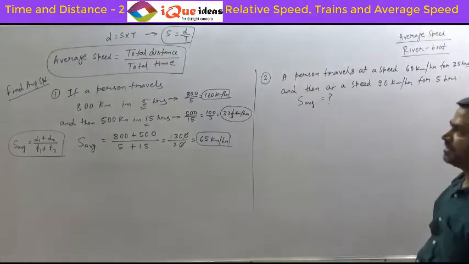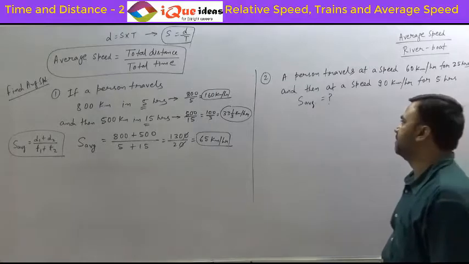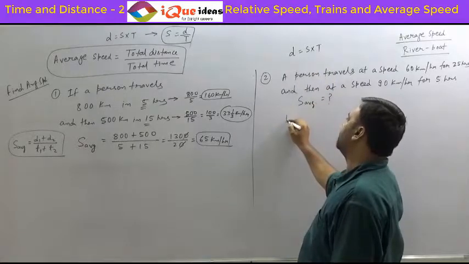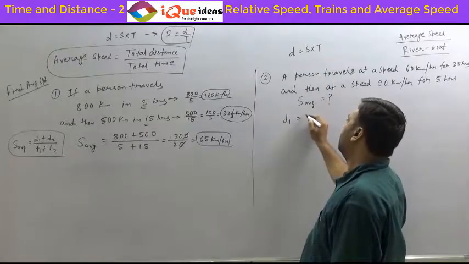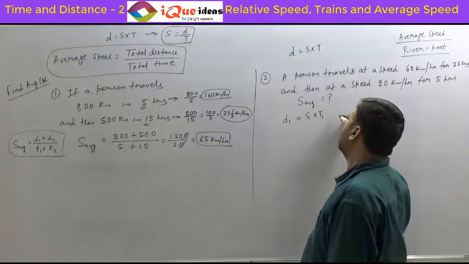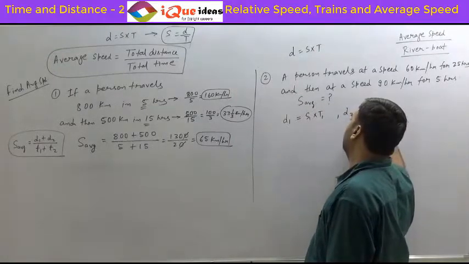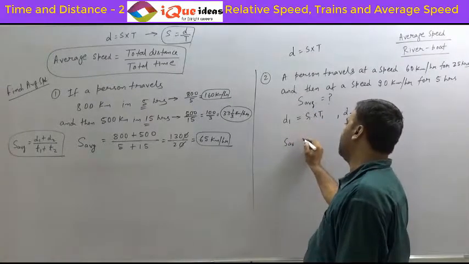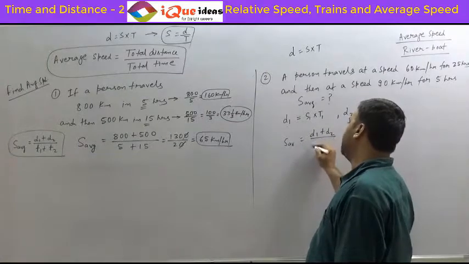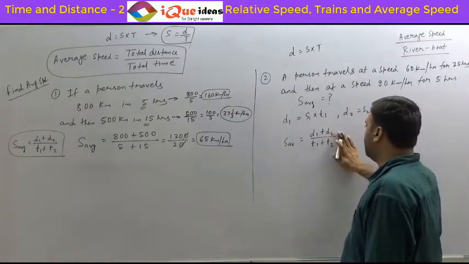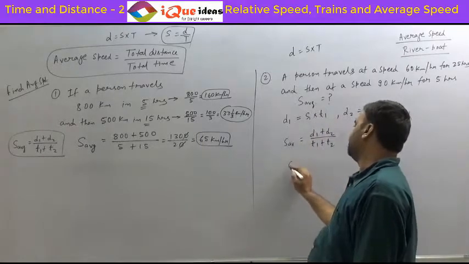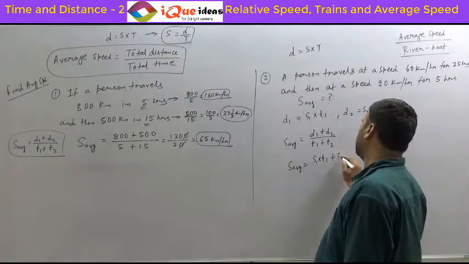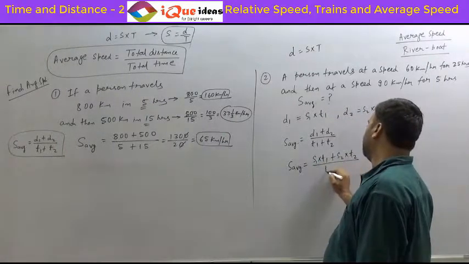Alright. Now in this case, distances are not given, so we have to calculate the distances first. We know the distance is equal to speed into time. So the first part, distance D1 is equal to S1 into T1. The second part, D2 is equal to S2 into T2. So either you calculate here or you directly write average speed is equal to D1 plus D2 by T1 plus T2. Now in place of D1 and D2, you can write these expressions. So average speed will be equal to S1 into T1 plus S2 into T2 divided by T1 plus T2.